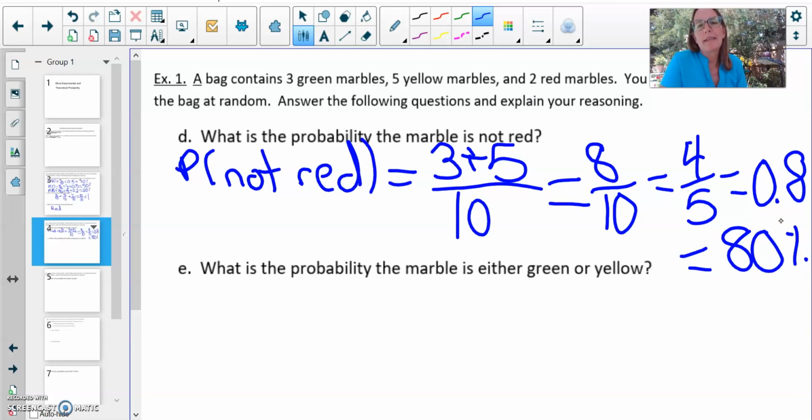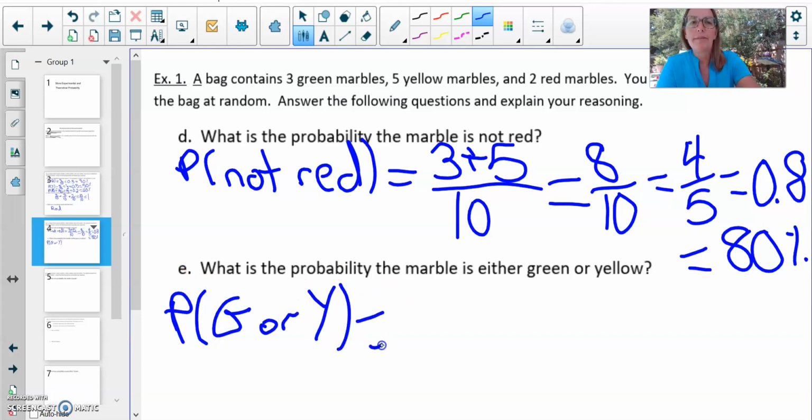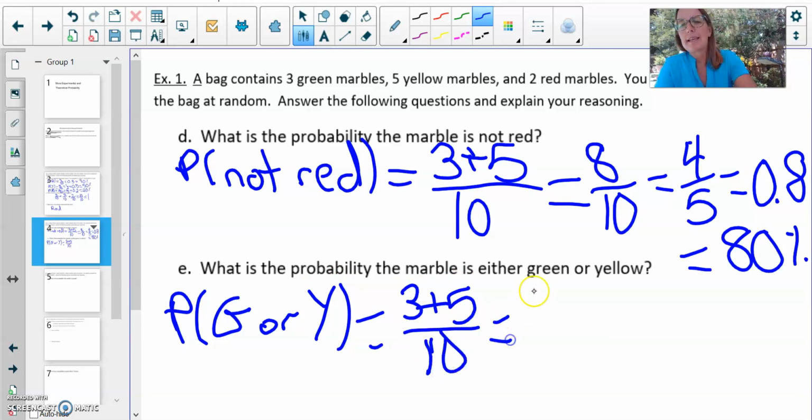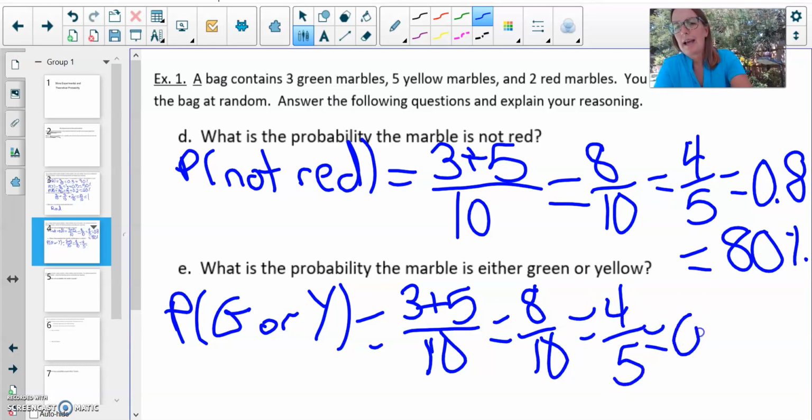What is the probability the marble is green or yellow? That's the same thing we just did. Green or yellow means it's not red. So green or yellow would be either the 3 plus the 5 out of the 10. So we get that same answer, 8/10, 4/5. As a decimal, 0.8. As a percent, 80%.